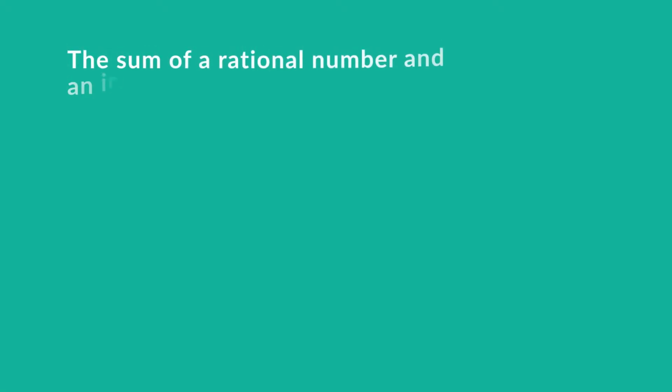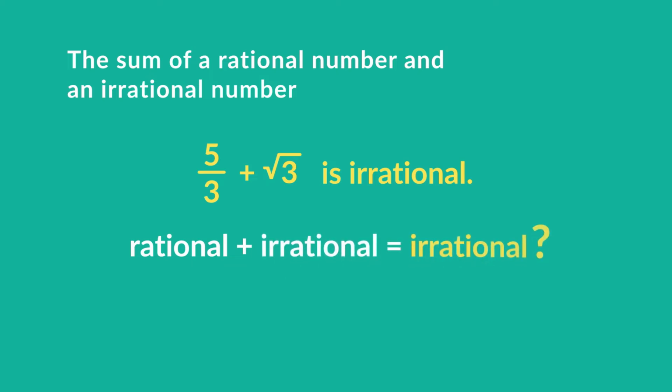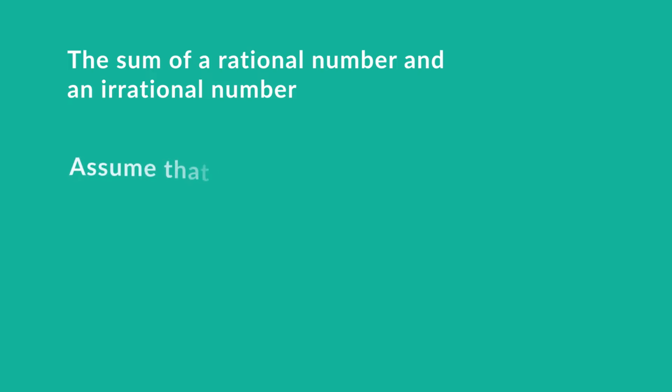What happens when we find the sum of a rational number and an irrational number? The sum of 5/3 and √3 is an irrational quantity. So can we conclude that the sum of a rational number and an irrational number is always irrational? Let's assume the opposite, that the sum of a rational and an irrational number is also rational.